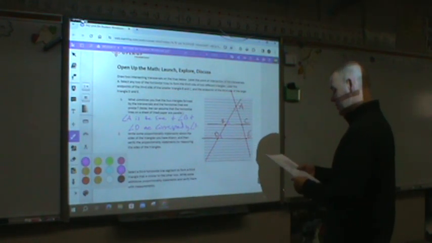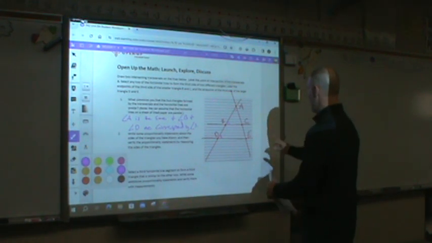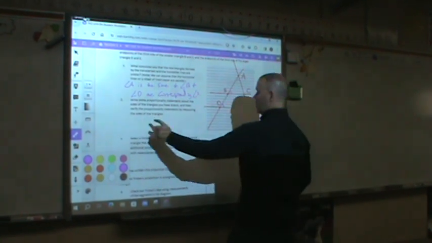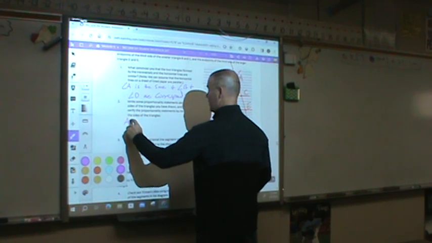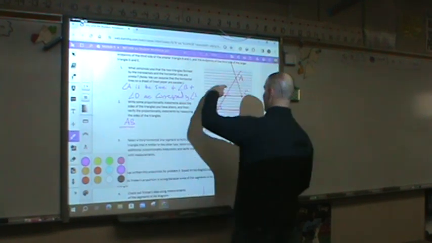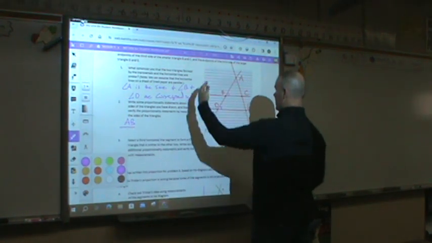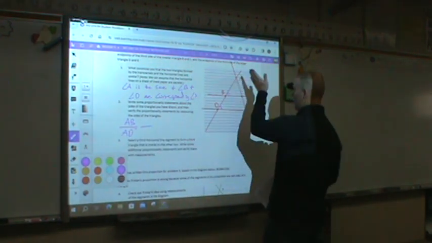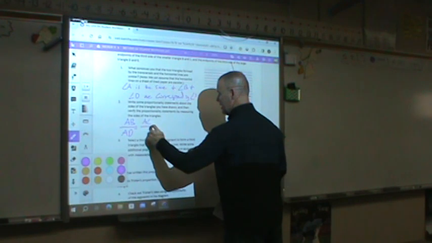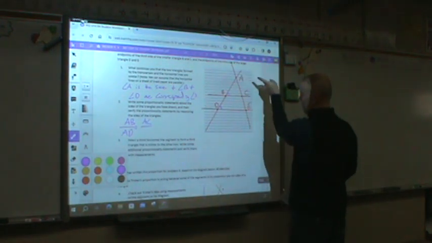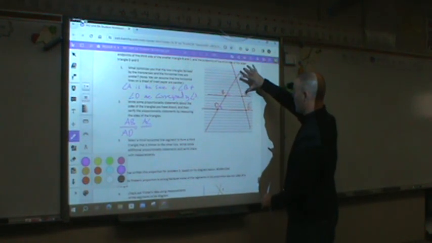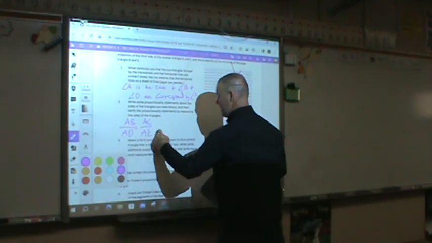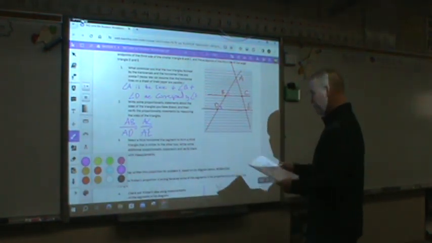Write some proportionality statements about the sides. This is always tough without side lengths, but look at the small triangle. I'm going to say that AB, this left side, corresponds with the left side in the bigger triangle. So that's AD. That should be equal to AC, the side in the small triangle, to the side in the large triangle, which is AE. So that's what they want you to understand there.